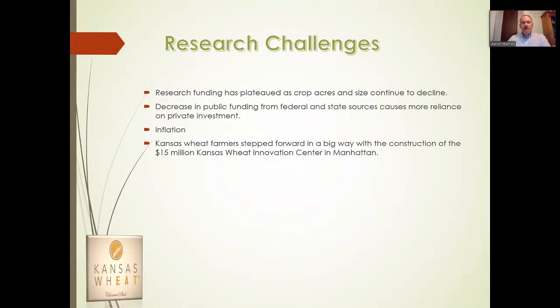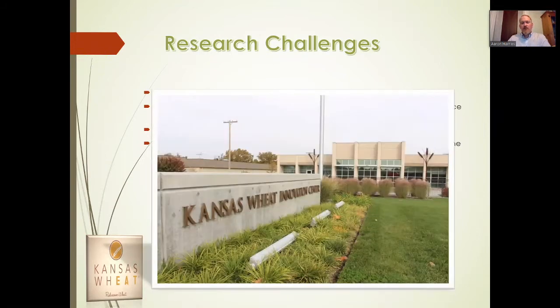Research funding on the state and federal level is decreasing, but farmers took a big step when they built the Kansas Wheat Innovation Center in 2012 in Manhattan. This is a farmer-owned, farmer-built research facility in Manhattan. If you haven't been there yet, we certainly invite everyone to visit at some point in time.